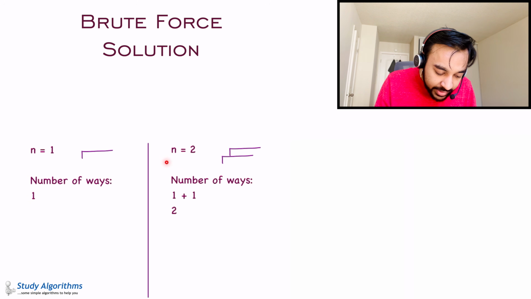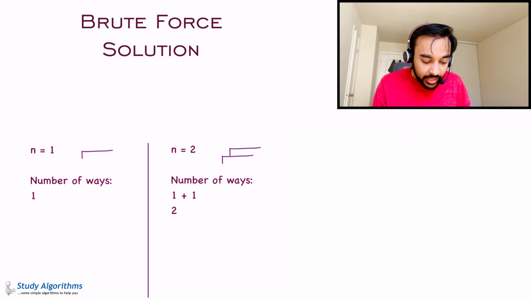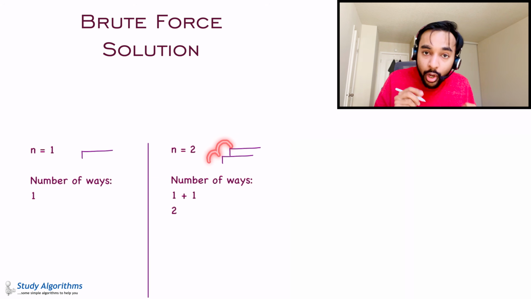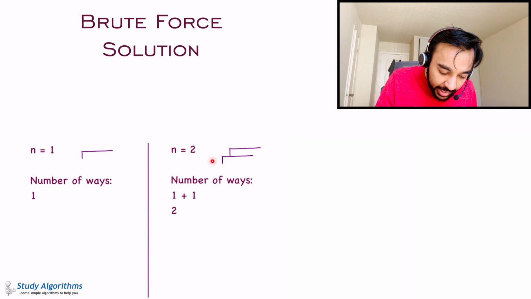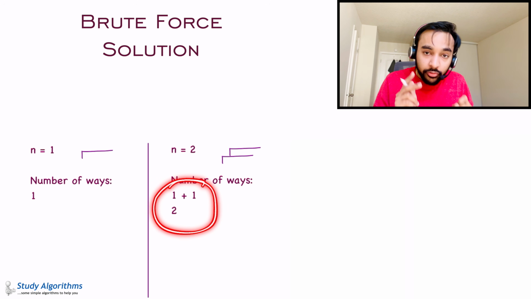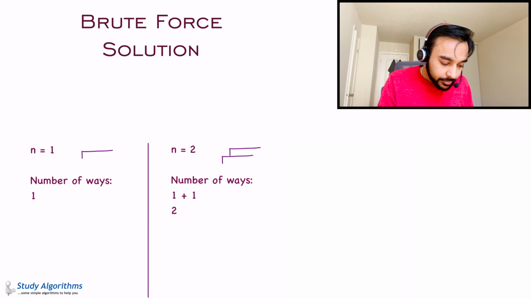Next, let us say the value of n is 2. This time you have two stairs, right? And how can you climb it? Either you can take one step at a time, or what you can do is you can directly climb two stairs. So there are a total number of two ways, right?